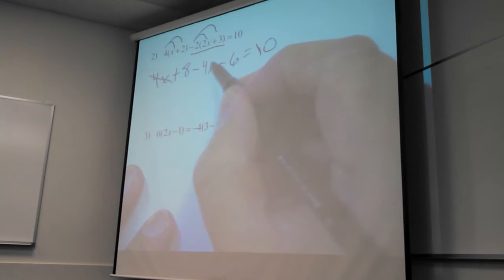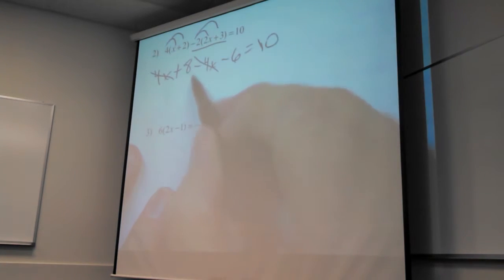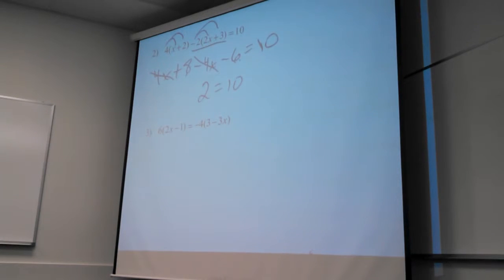Yeah, 4x minus 4x is gone. All right, don't let there be a little zombie x left. That's weird. And then 8 minus 6. So I have proven that 2 equals 10. Yay, no, what does that mean when I get 2 equals 10? No solution. That's never true.